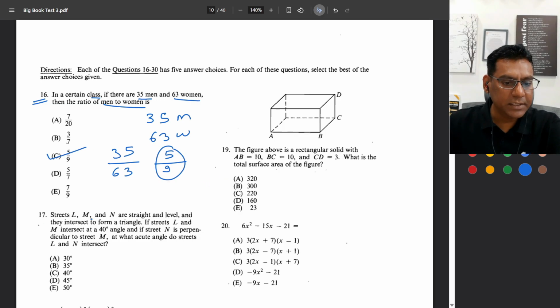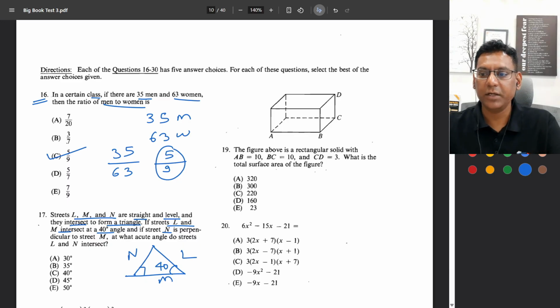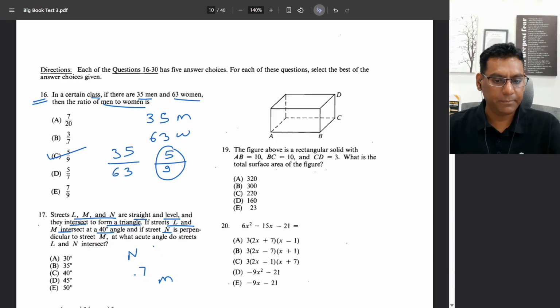Streets L, M, and N are straight and level, and they intersect in the form of a triangle. So they are sort of a triangle, obviously not drawn to scale. I don't know the angles. If streets L and M intersect at 40 degrees, so let's say L and M intersect at 40 degrees, and if street N is perpendicular to street M, so this N is perpendicular, so this is 90. I think I'll have to redraw. Okay, so let me draw it that way, now that I know how the angles are.